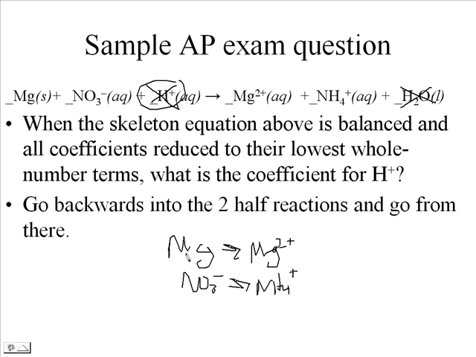So you have to balance the whole thing. You have to do basically everything that we've already done. So you have to add the oxygens to this side, the hydrogens to this side, balance the charges, add them all together, and there you'll get your coefficient for hydrogen. Figure that out and tell me what the answer is tomorrow.